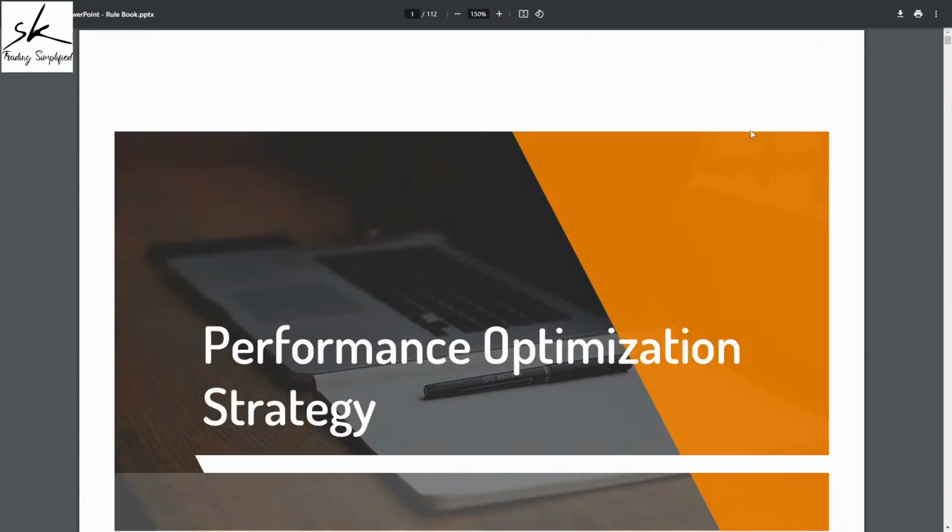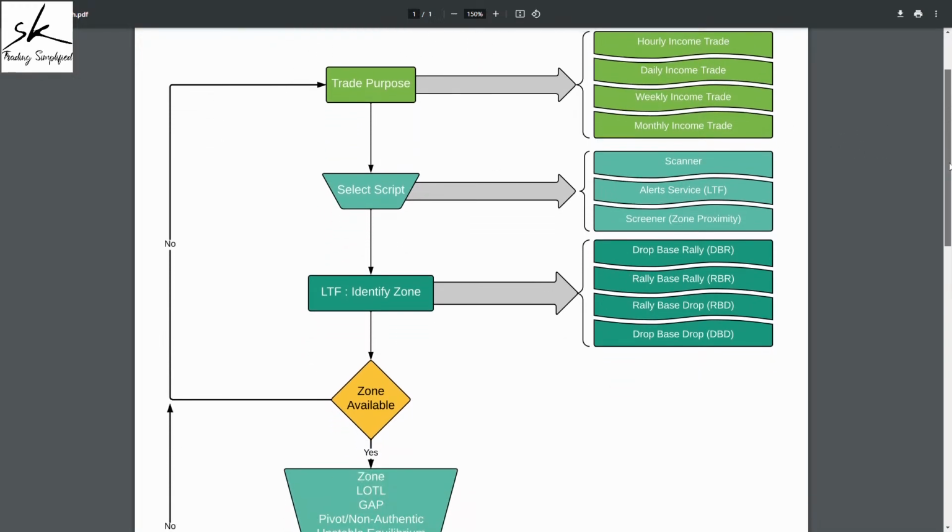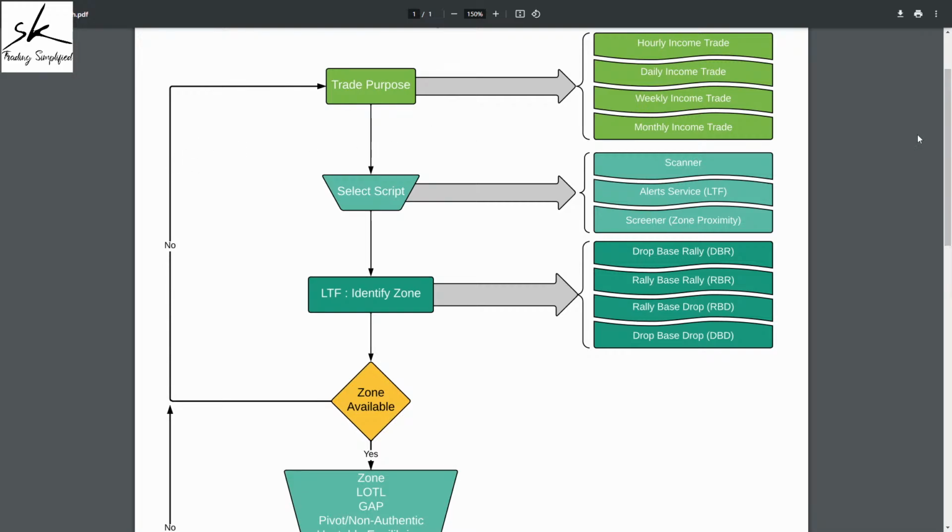And the second document is the rule book. Now, this rule book is a very conservative approach. With time, with experience, if you want to make some modifications to it, those modifications can definitely be done. But at least you do have a starting point using which you can start planning your trades. So what is my step number one when it comes to planning a trade? Step number one is I need to define my trade purpose.